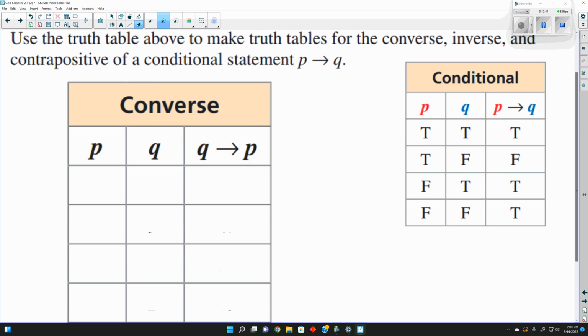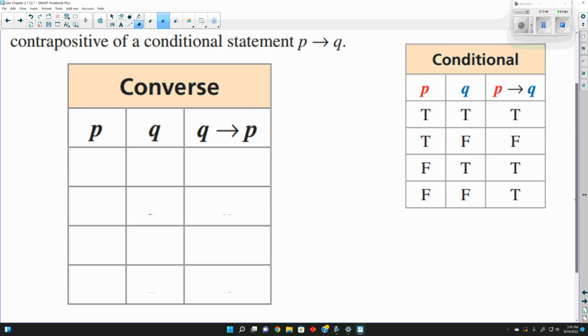Now, the one below it, the converse. Converse is what? We just switch the hypothesis and conclusion, yes? Now, so our P values, if it'll let me erase, and Q are still the same. We still have our true, true, false, false, and true, false, true, false.